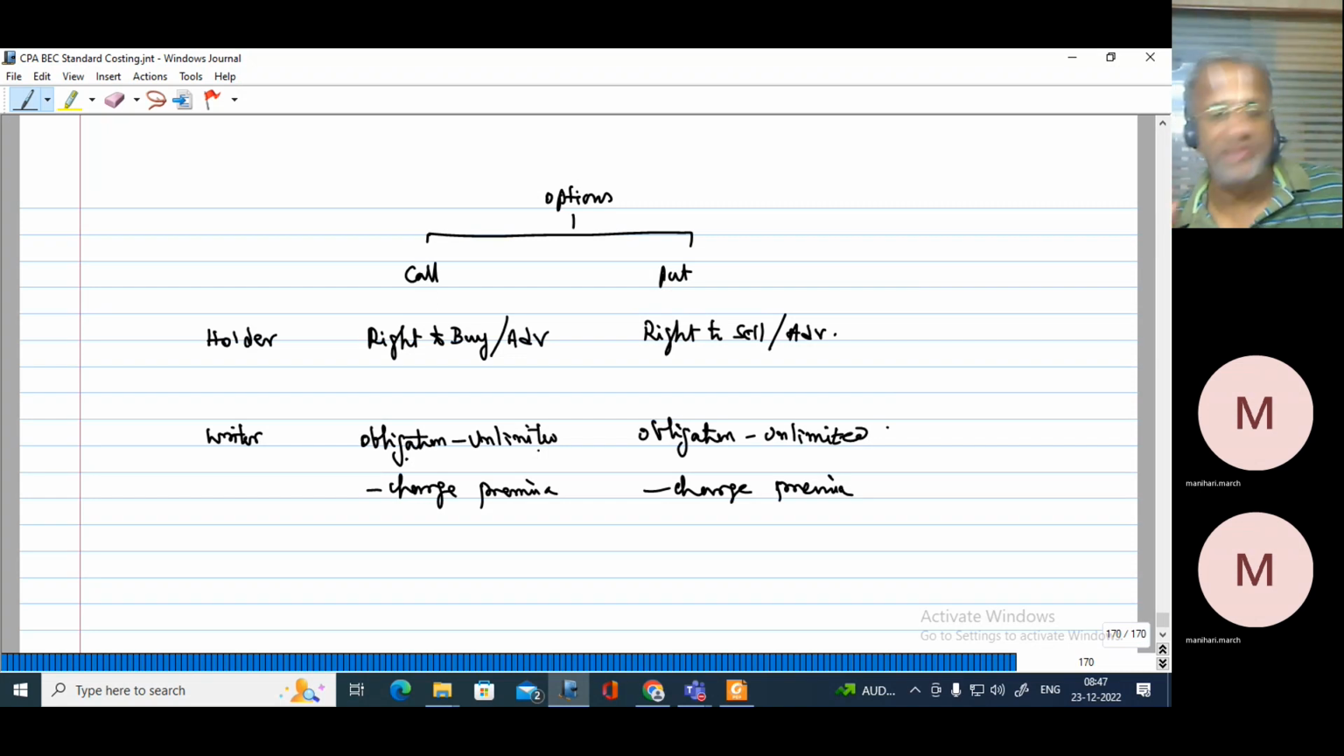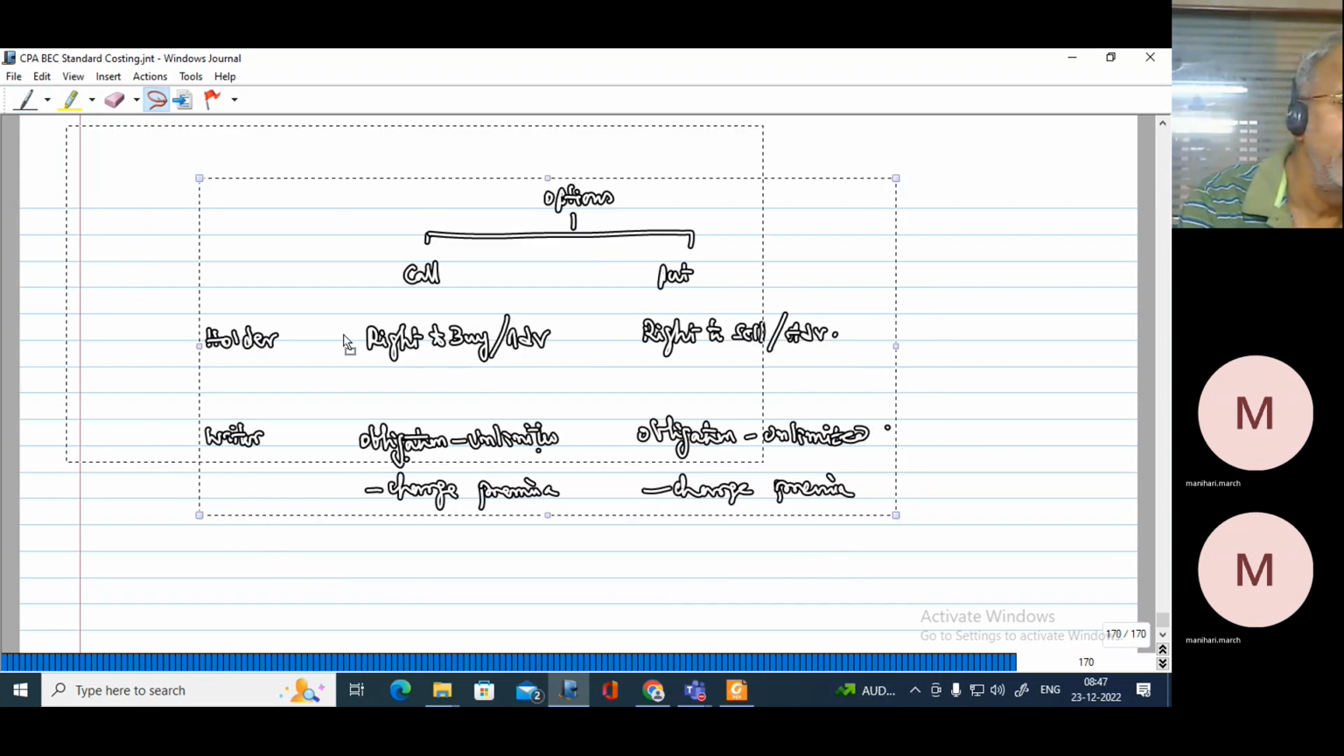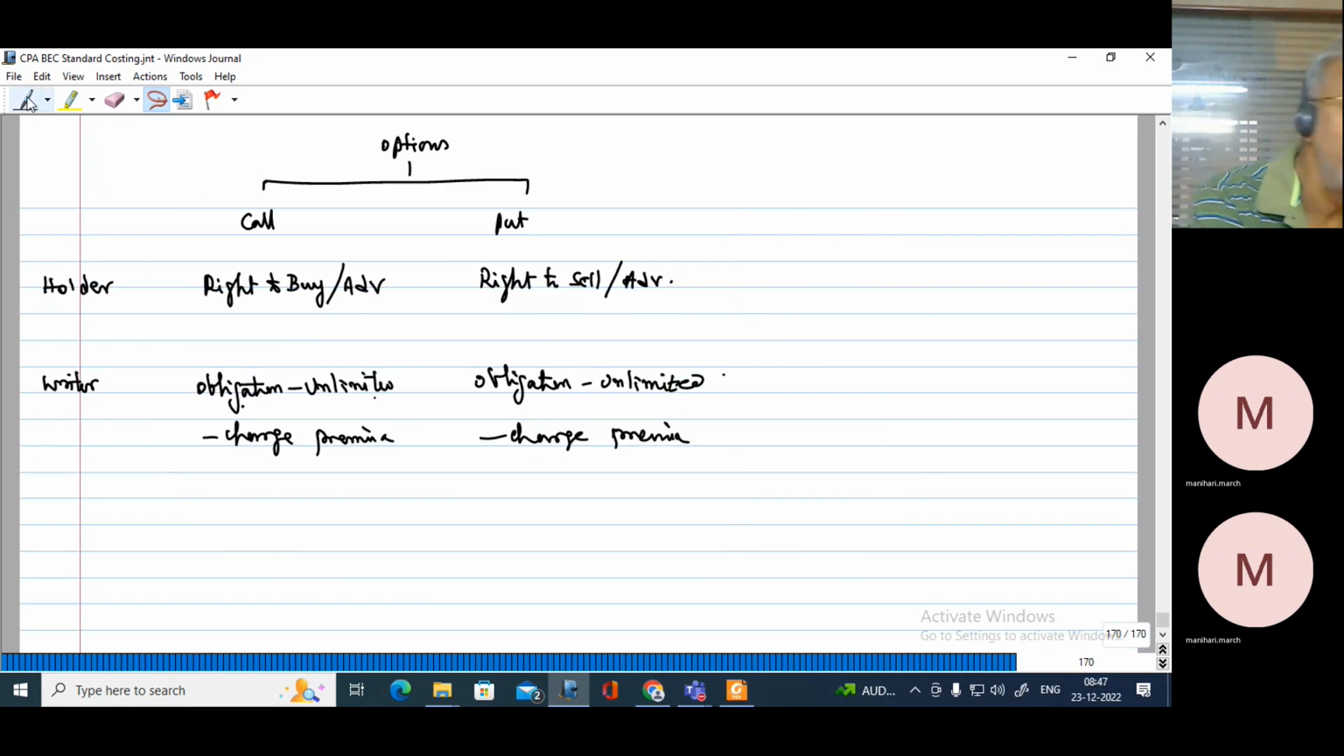How is the premium determined? For that, we have 3 different models. And before that, let us just know about when a call option will be exercised and when a put option will be exercised. We will spend 5 minutes for that.